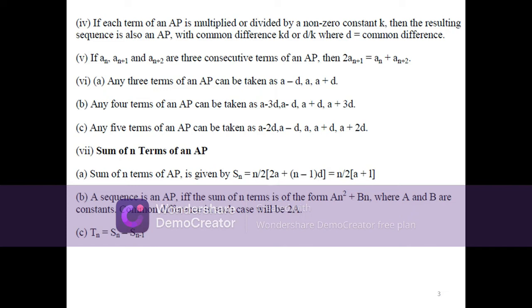A sequence is an arithmetic progression if the sum of n terms is of the form an square plus bn, where a and b are constants. The common difference in such a case will be 2a. The nth term is related to the sum of n terms and n minus 1 terms as Tn equal to Sn minus Sn minus 1.